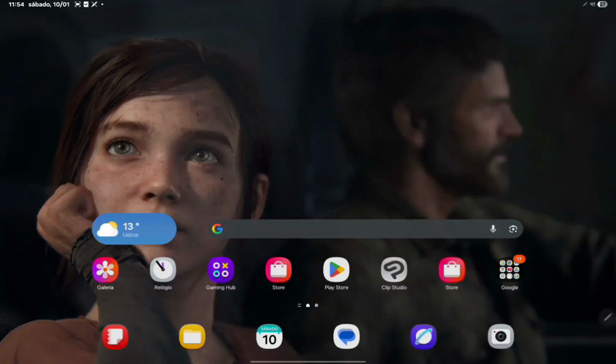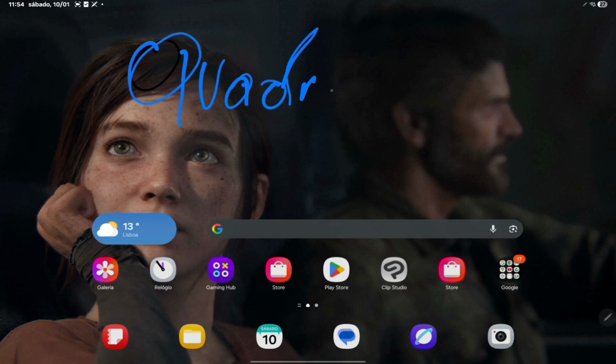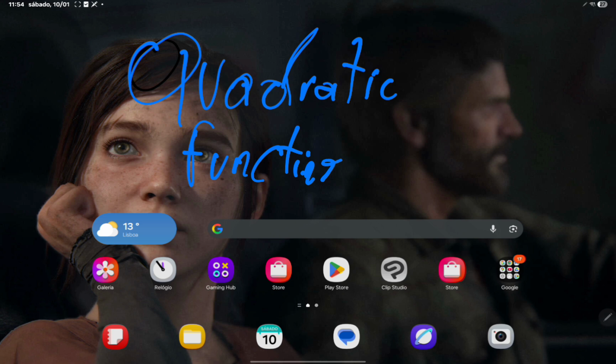Hey y'all, I'm gonna show y'all how to do, wait, I don't like this color. Quadratic functions. Okay?